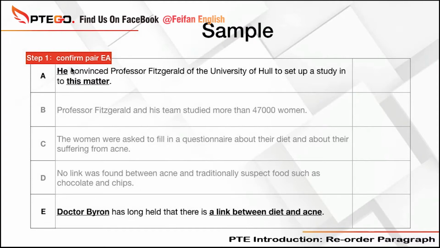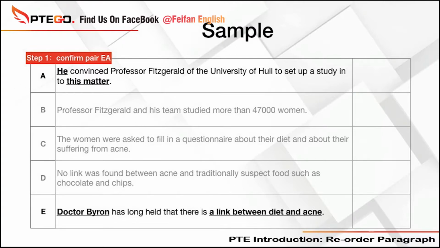So sentence A could not be the first sentence of the whole passage because it talks about "he". But we know that this "he" corresponds to Dr. Barron. So we are very sure that after E, A is coming. Now this is a pair, E, A. So whatever the rest of the sequence is, if you get E and A correct, that means you are scoring 1 mark here.